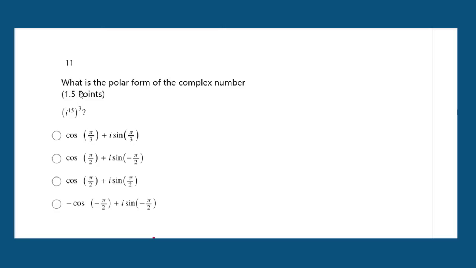Number 11. What is the polar form of the complex number? This one. To find the polar form, the pattern for polar form is z is equal to r times cos theta plus i sin theta. So you need to find r and find theta.